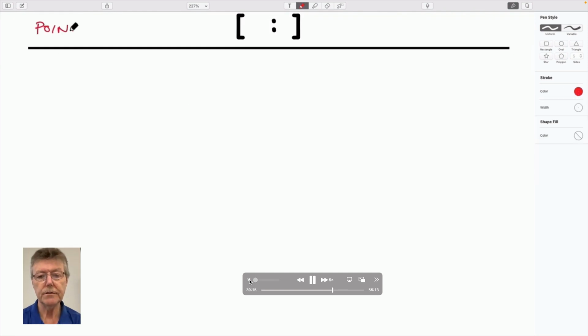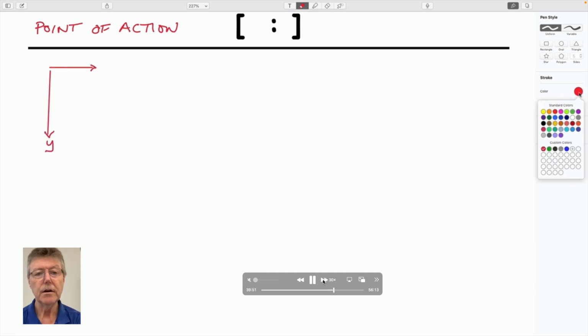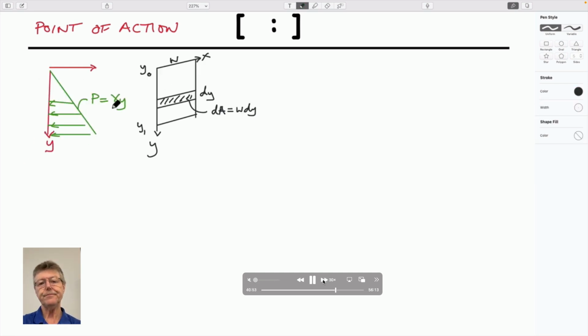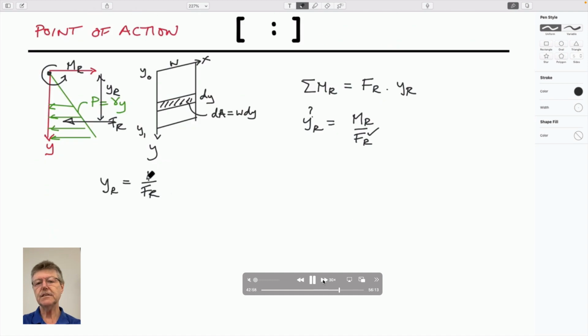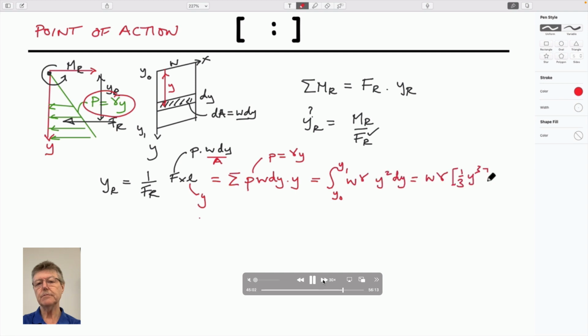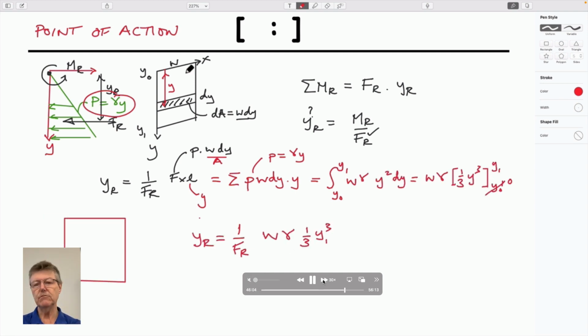Don't need that. What else? The other thing is we'd like to know where it acts. And again, this is a bit more arduous a derivation, but it ends up in a standard result. Maybe we spend some time talking about that, but we really just want to use the standard result.